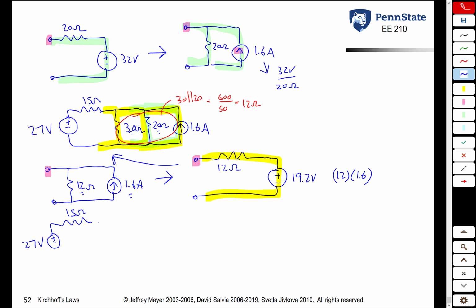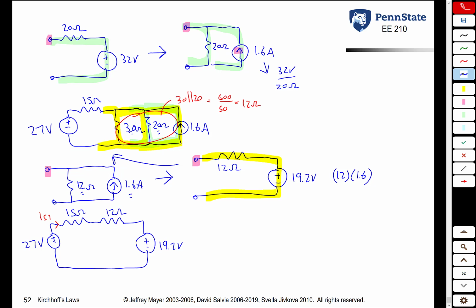27 volt, 15 ohm, 12 ohm, 19.2 volt. As you remember, what we're ultimately looking for is this current here. We called it IS1. At this point, we can now combine these two voltage sources in series. We can combine these two resistors in series and then use Ohm's law to find the current IS1.